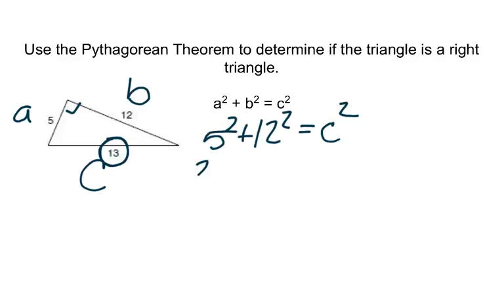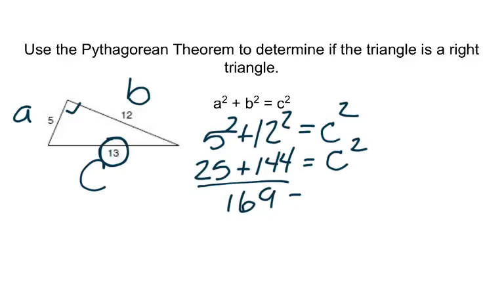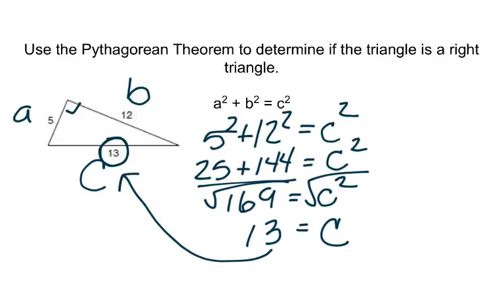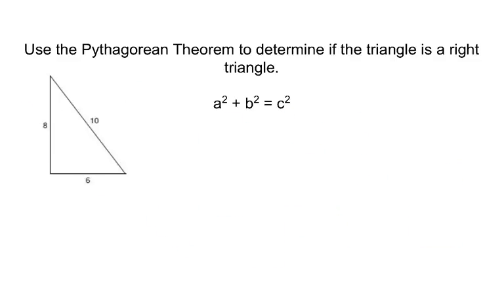So 5 squared is 25, 12 squared is 144, and we're going to leave the C squared. Now we're going to add these together, and we get 169 equals C squared. Now we have to use the square root, so we're going to do the square root of C squared and the square root of 169. So that is C equals 13. Do these match? Yes, they do. So yes, this is a right triangle. It has one right angle.